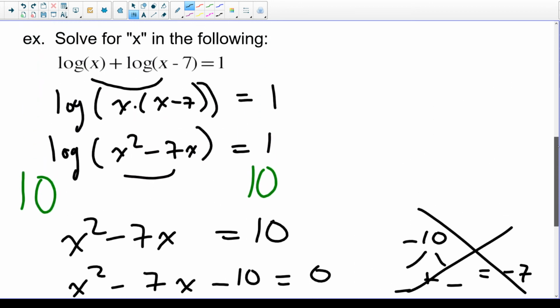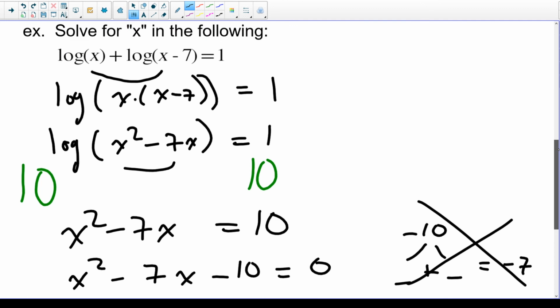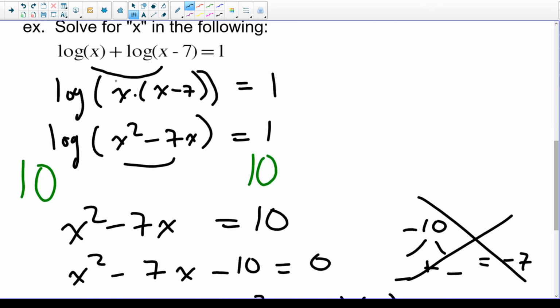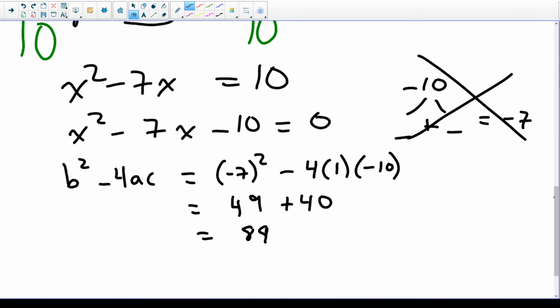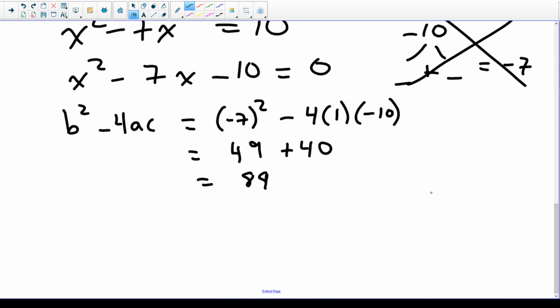Just to quickly recap, we had a logarithm scenario. We multiplied the two inner parts of the logarithm because of the law of addition. We got a quadratic. We raised both sides to the base of 10 to get rid of the logarithm. That gives us a quadratic, which unfortunately is not factorable. However, our discriminant tells us that there are two zeros because it is a positive answer. Okay? I'm going to let you folks finish this one off.